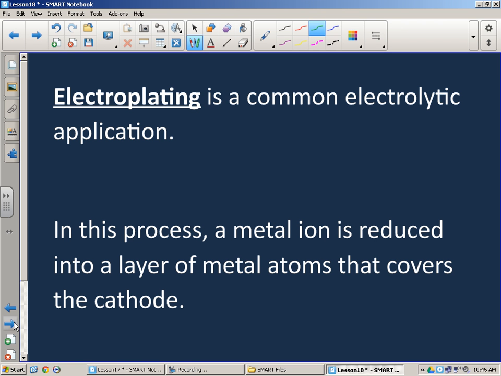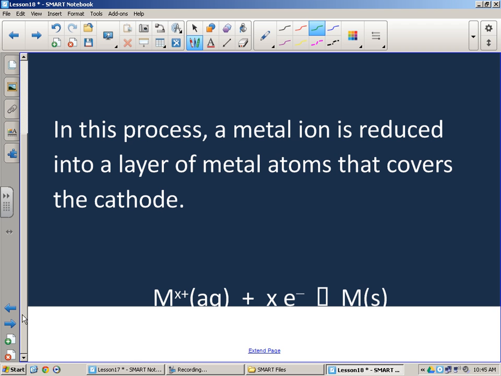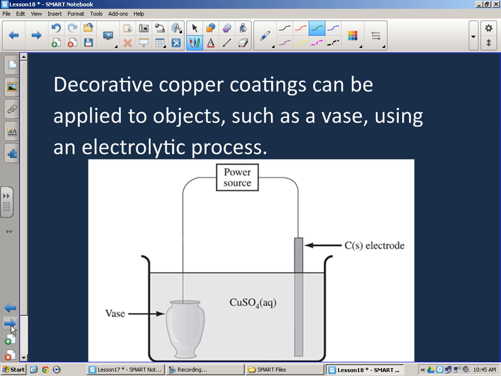All right. Now, one more example here, and of course we talked about this last day. We talked about how you can electroplate. It was in some of the notes yesterday, of course, a common electrolytic application. For example, putting chromium on bumpers, or putting silver on a spoon or a fork or something like that. In this process, a metal ion is reduced, of course. So reduced means gaining electrons, and that metal atom would cover the cathode, whatever that happens to be.